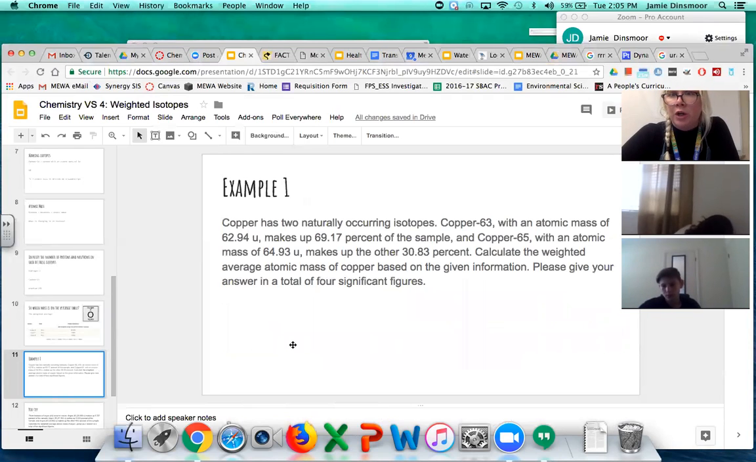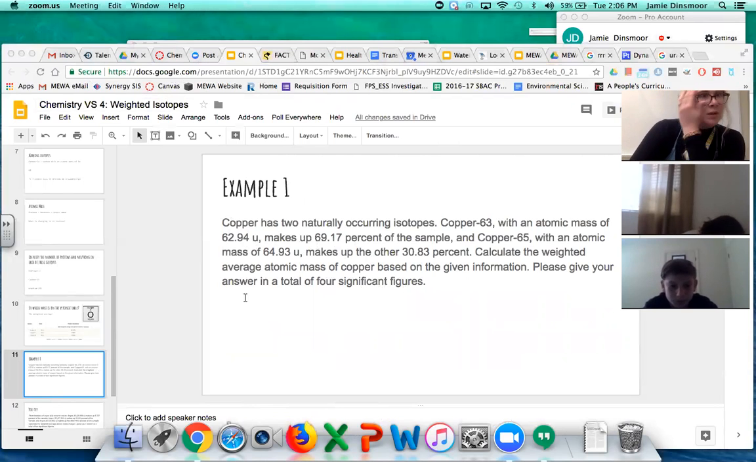Here's an example that we're going to do. Copper has 2 naturally occurring isotopes. Copper 63 with an atomic mass of 62.94 makes up 69.17% of the sample, and copper 65 with an atomic mass of 64.93 makes up the other 30.83%. Calculate the weighted average atomic mass of copper based on the given information. Please give your answer in a total of 4 significant figures.